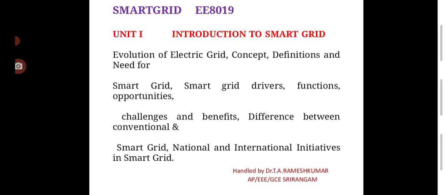Now we are going to discuss the subject smart grid. In the first unit, now we are going to discuss the smart grid first unit.